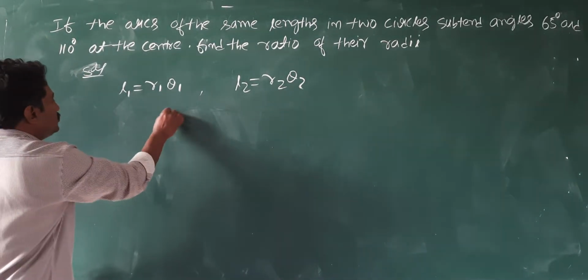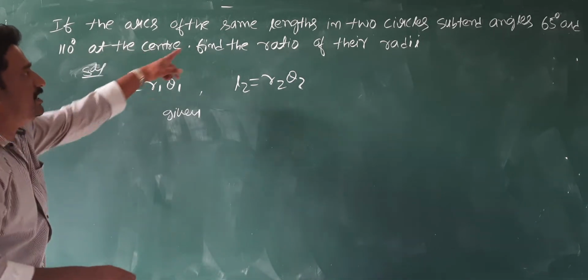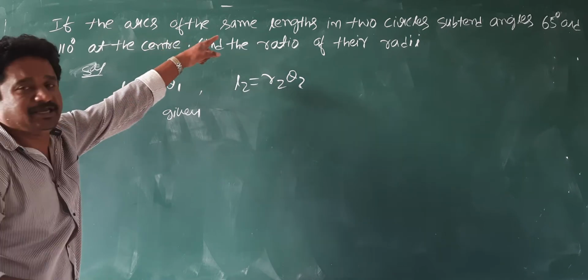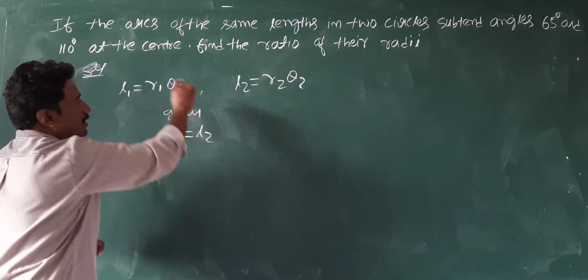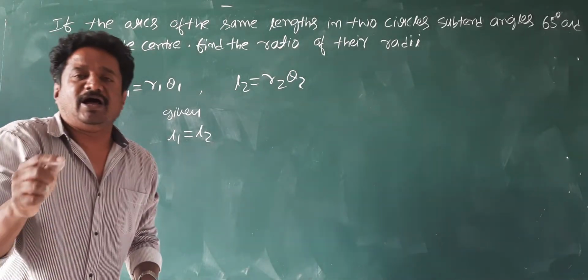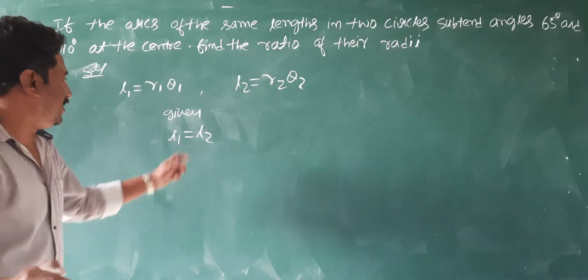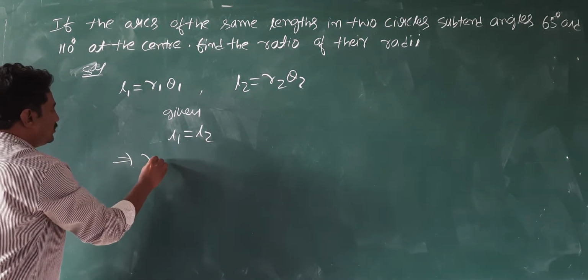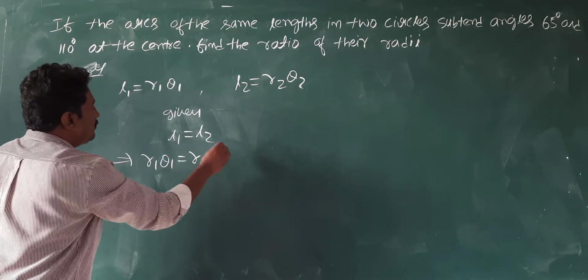Given in the question, both these two arc lengths are equal. The arcs are of the same length. L1 is equal to L2. In the question itself it is given that arc lengths of both the circles are equal. L1 is equal to L2. Substitute. So this implies R1 theta 1 is equal to R2 theta 2.